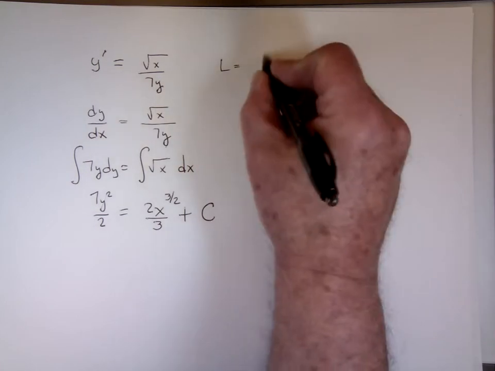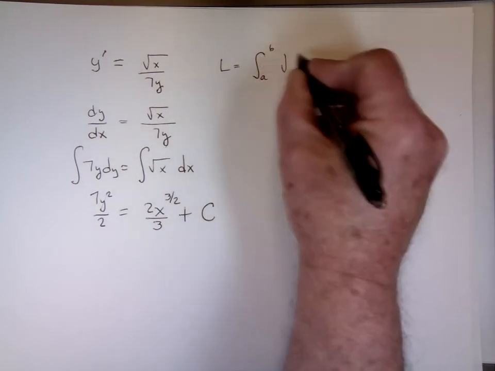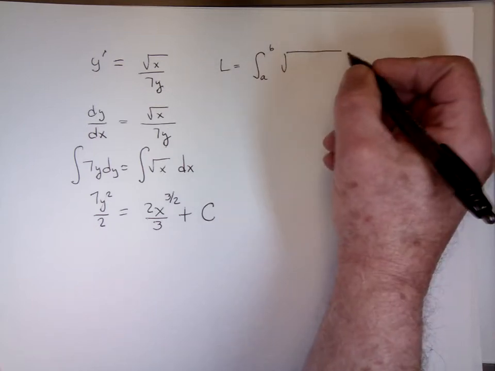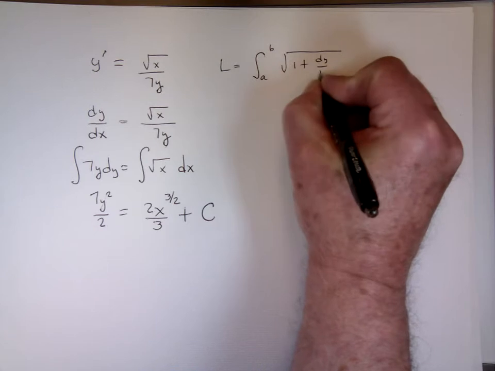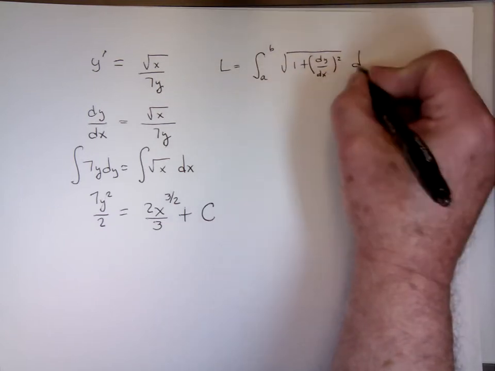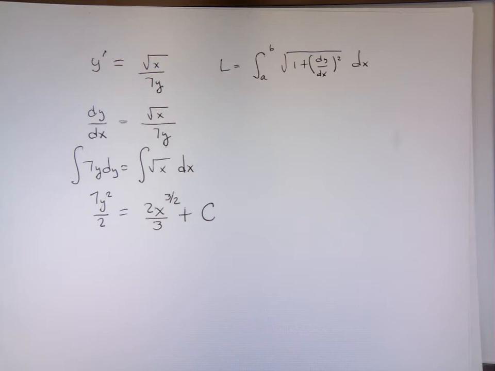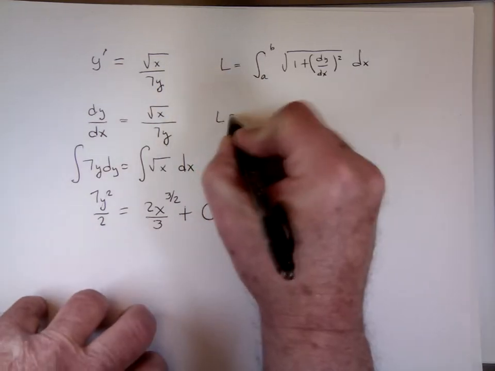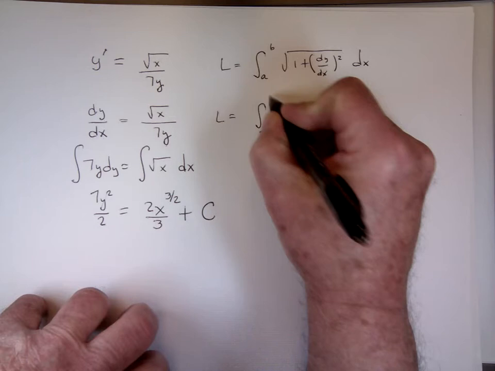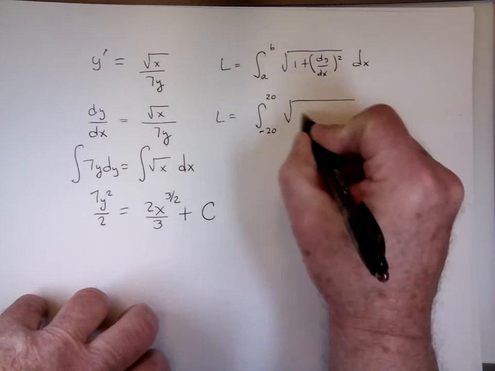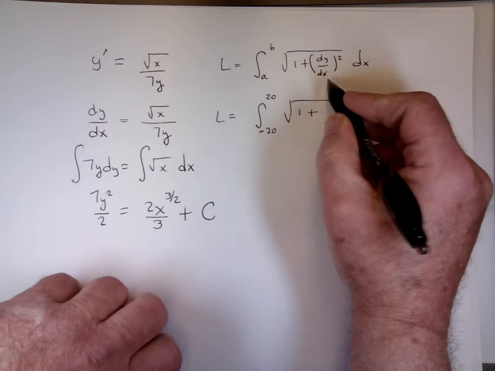The length of a curve is the integral, a to b, square root of 1 plus the derivative squared dx. That's our length function. We did that last time, all right? Okay, the towers are 40 meters apart, so I'll go from negative 20 to 20. Okay, so here we go. The length is equal to the integral from negative 20 to 20, square root of 1 plus the derivative squared.